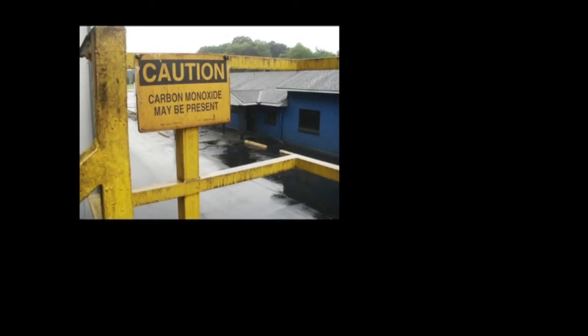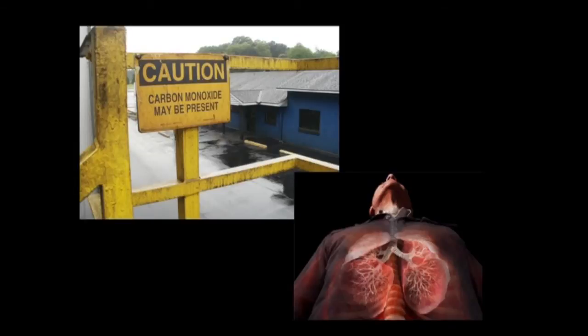CO is a colorless, odorless gas that cannot be detected by human senses. CO binds to hemoglobin in the blood and prevents it from carrying life-giving oxygen to the cells. Moderate overexposure can result in headaches, confusion, and nausea. Severe overexposure can lead to incapacitation and death.